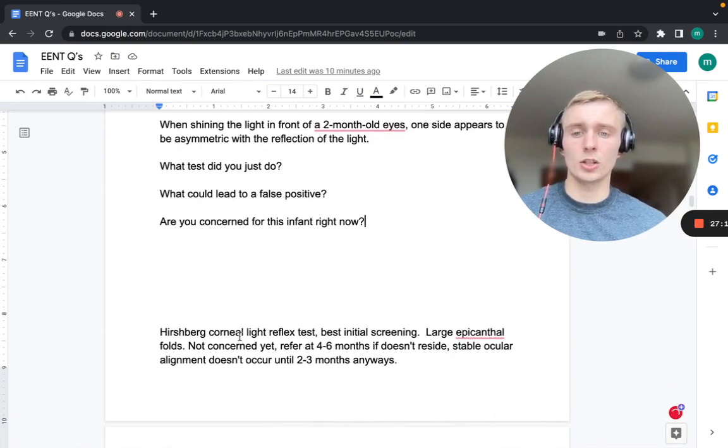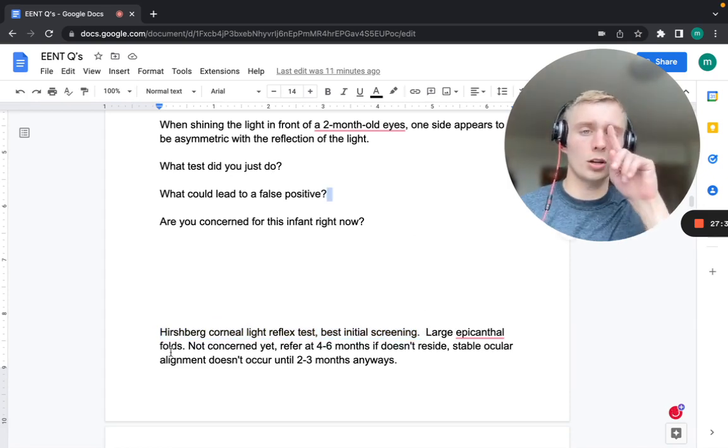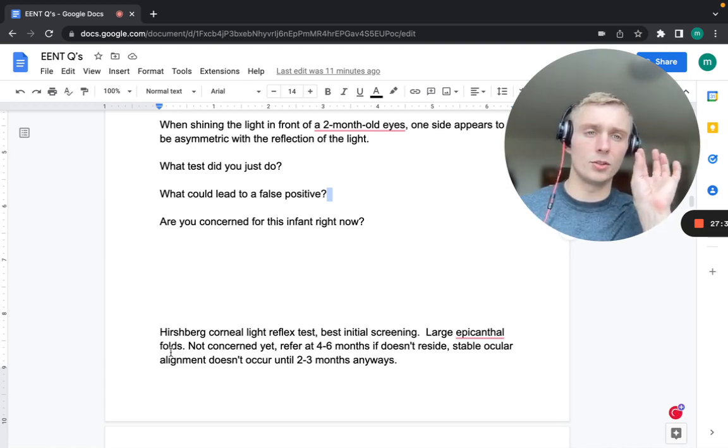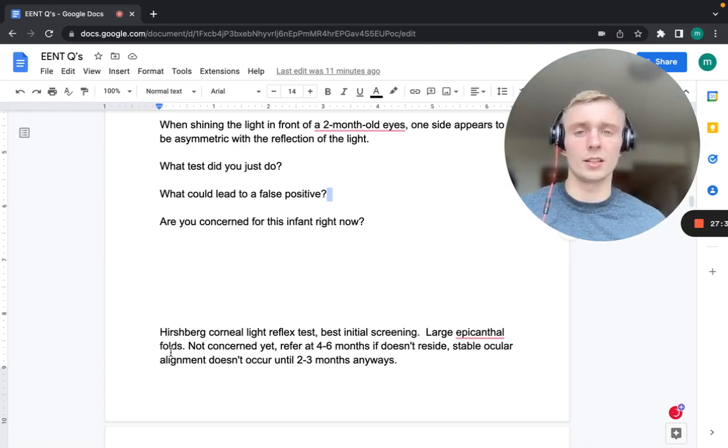So this is going to be the Hirschberg corneal light reflex test, importantly. That's the best initial screening. What would be a false positive? They could have large epicanthal folds. So large epicanthal folds in the medial side covering part of that eye. It might look like, due to that skin there, that the light is shining off center. So that could give you a false positive if you misinterpret it slightly.